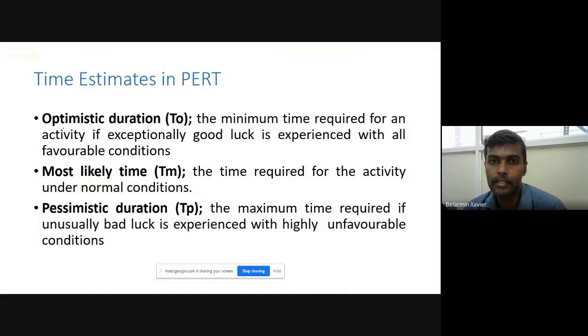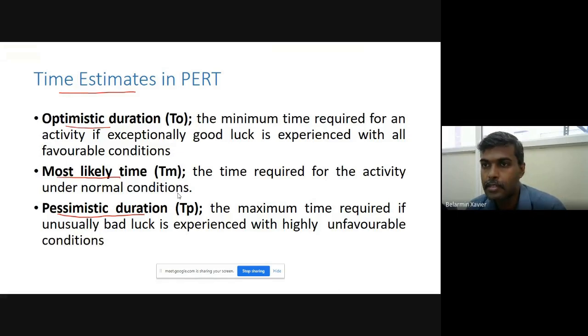So I already explained these things. So we have time estimates. Okay, in the PERT analysis, we are having time estimates. We are using optimistic duration, most likely time, and pessimistic duration. In some books, you can refer to them as optimistic time, most likely time, and pessimistic time.